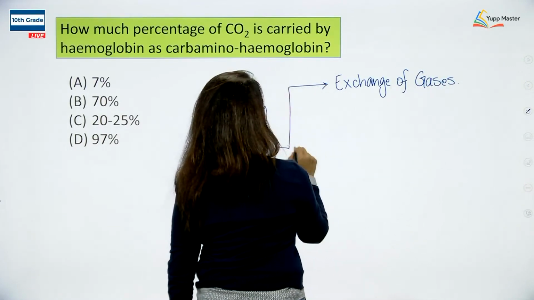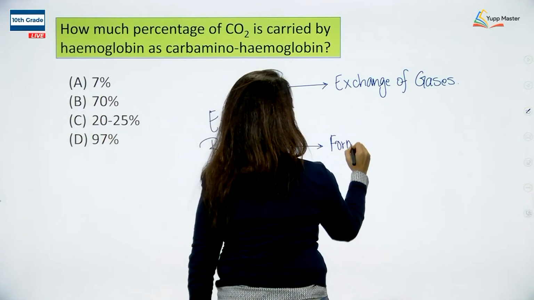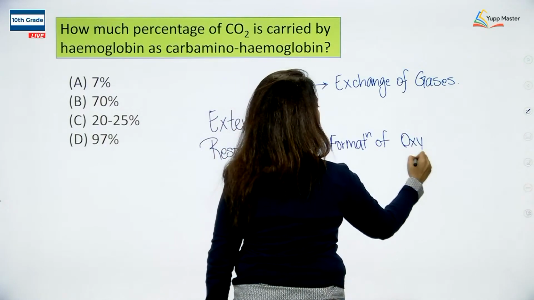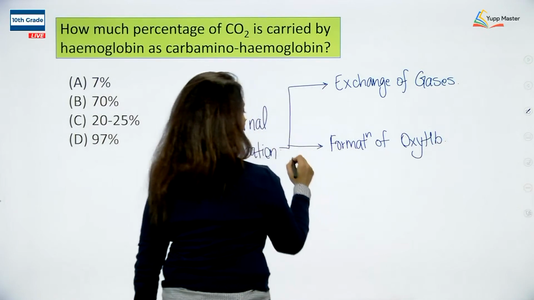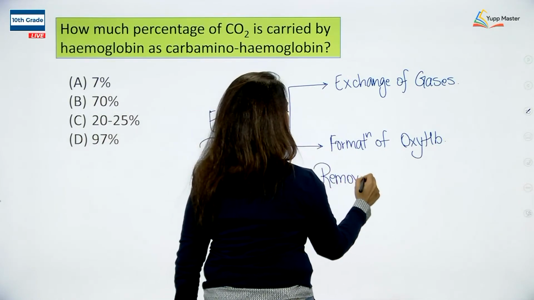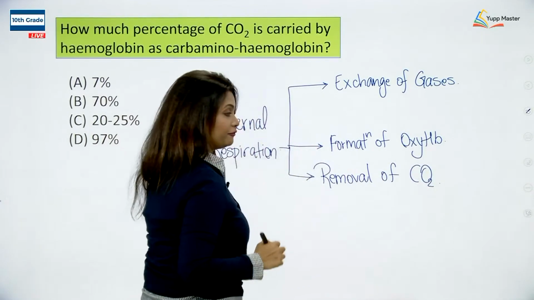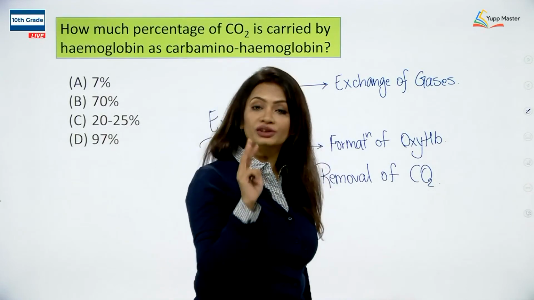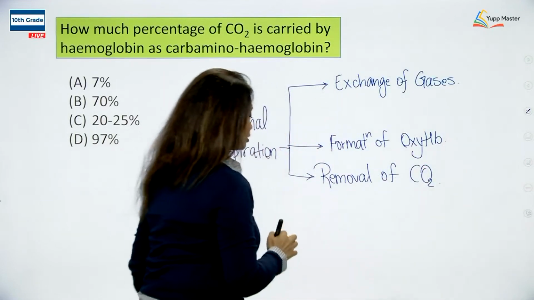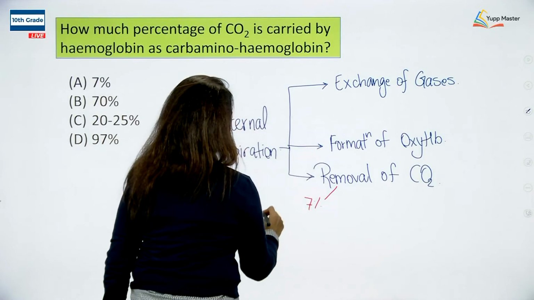The second part involved here was the formation of oxyhaemoglobin, and the third part was removal of carbon dioxide. Now if you remember, the carbon dioxide was removed in 3 different ways. Which were those ways? Let's remember those. Carbon dioxide removal, first contribution was done 7% by plasma.